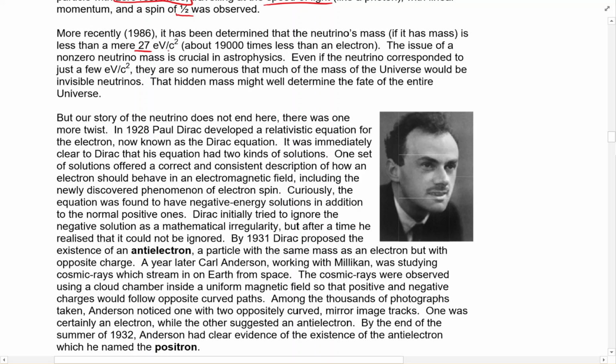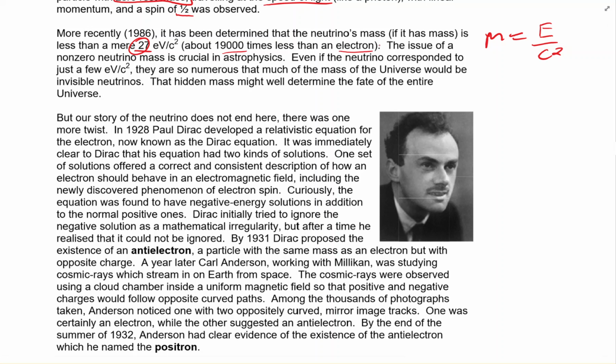And remember where that comes from. That's just mass is equal to energy over speed of light squared, right? Just rearranging E is equal to mc squared. And it's only 27. That's extremely small. It's actually 19,000 times less than an electron. And remember, when we're talking about the electron, it is like ridiculously less than a proton. So this thing is like inconceivably small.